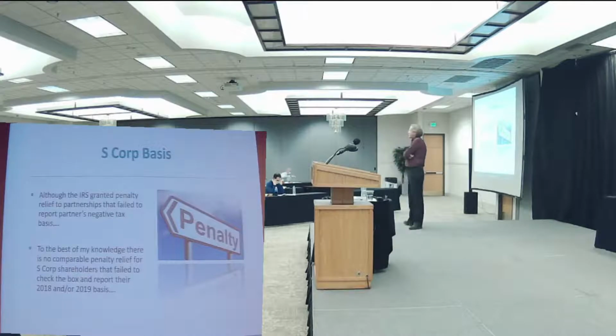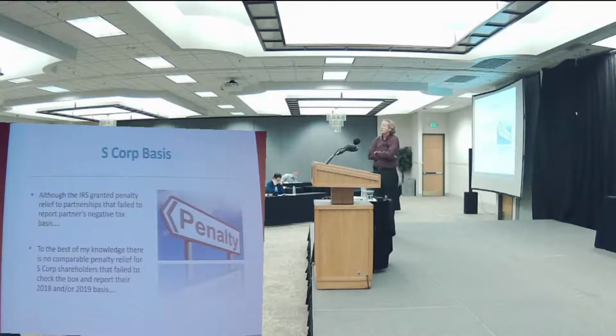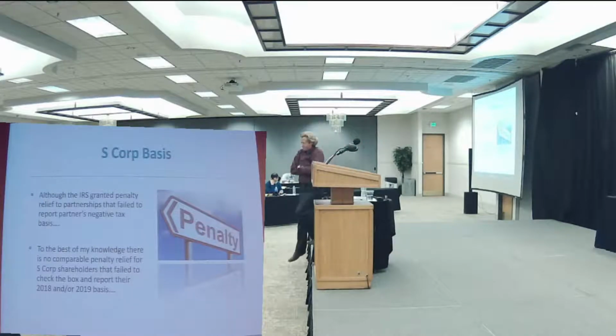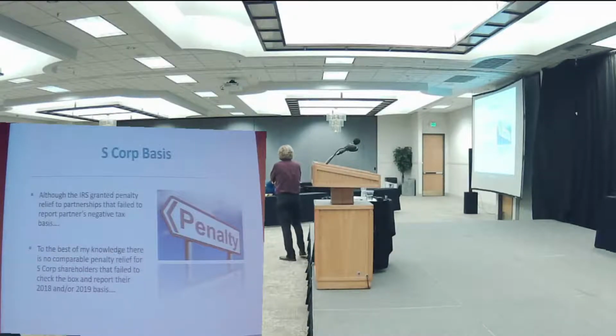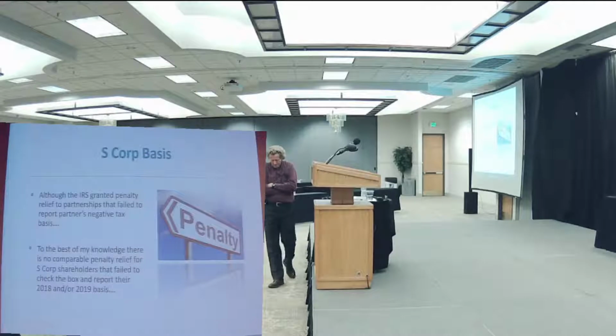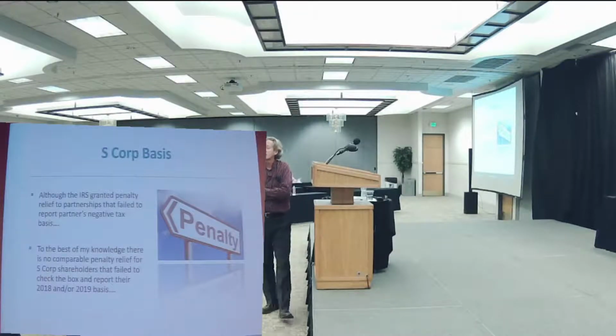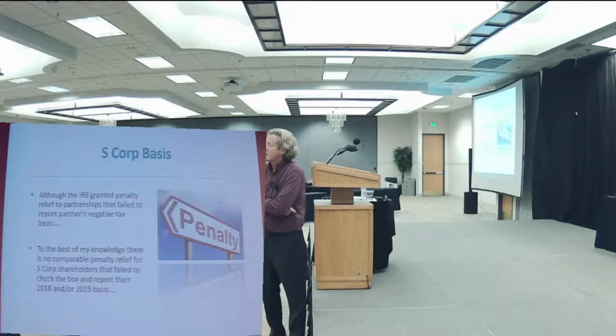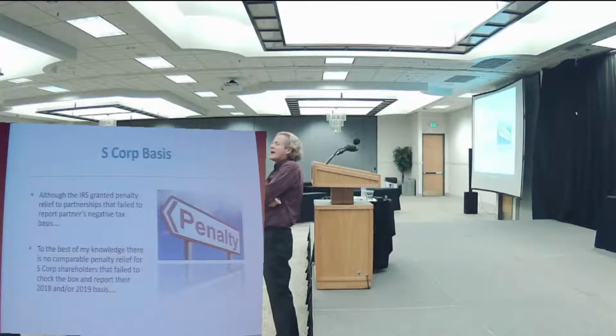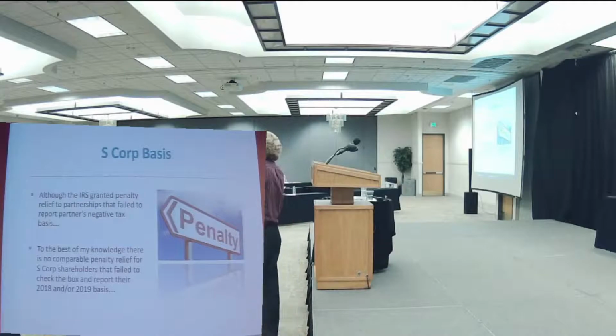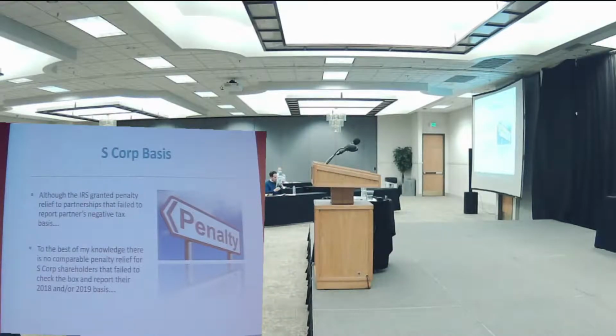Now, the IRS granted partnerships that failed to report negative tax basis capital account balances in 18 penalty relief. They said, if you failed to do it, we won't spank you. You've got to send a schedule of basis in. But they said failure to report negative tax basis capital on Schedule K-1, line 20, code AH, was subject to penalty under 2 code sections. And the one was, it was a 6721. I forget the number off the top of my head.